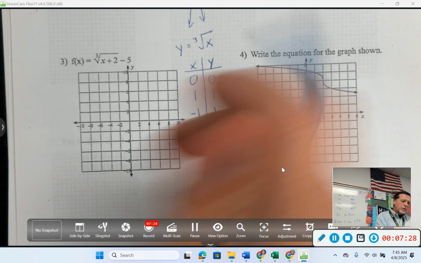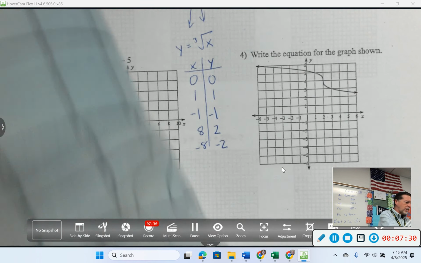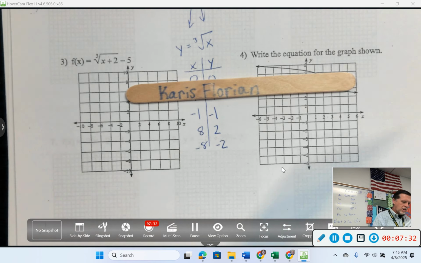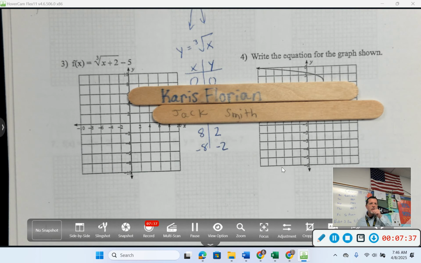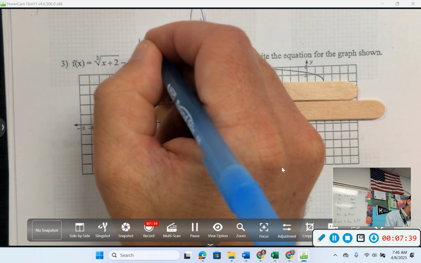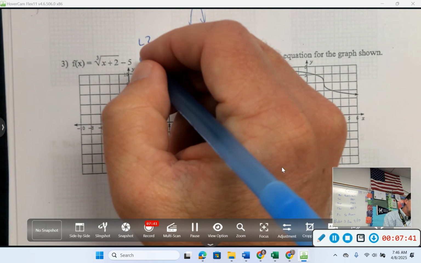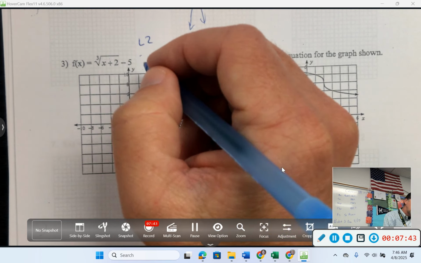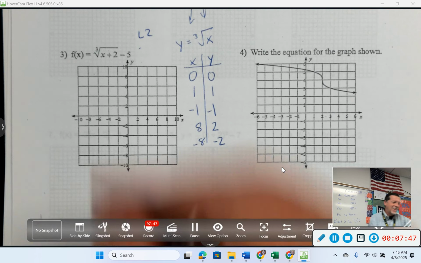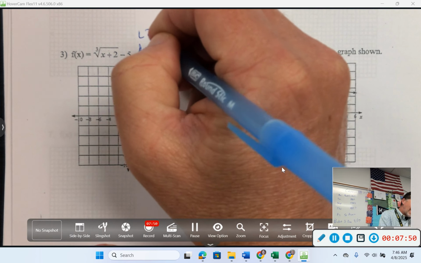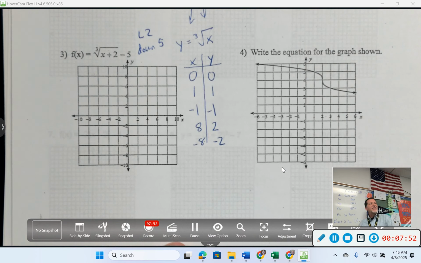Okay, so we won't even graph a parent function. We'll just go straight to the transformations here. So, Karis, tell me one thing that's happened in number 3. Left 2, and Jack, what else? Up -5. I suppose that is correct. That's not wrong. I'm going to simplify things and say down 5.